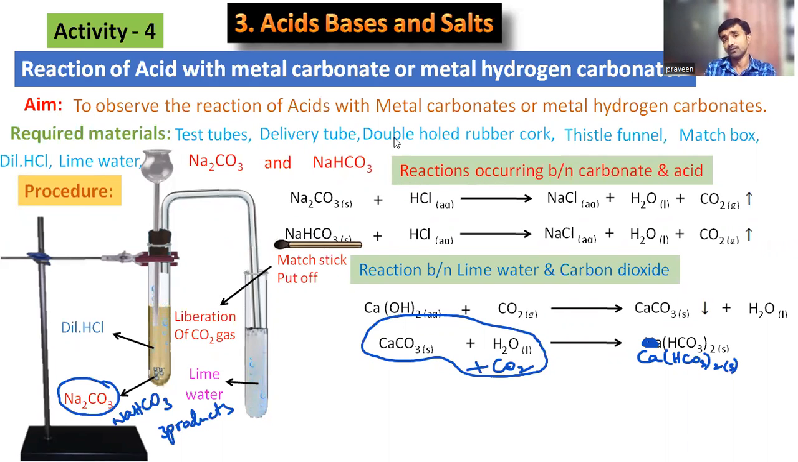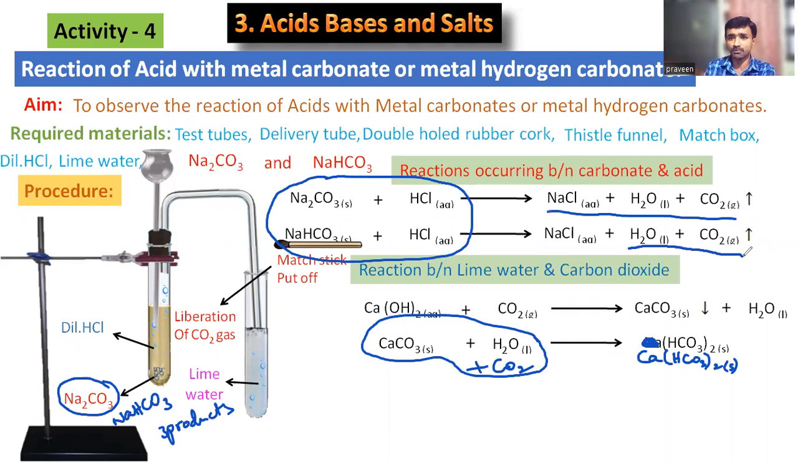Then observe these reactions taking place in the first test tube. Are you able to generalize by looking at the products here? Can anybody look at the products here? What are they producing commonly? Can anybody name them? What did you get? NaCl, H2O, and carbon dioxide. Is there any change or difference in the reaction of acid with the metal carbonate or the reaction of acid with metal hydrogen carbonate? Both are giving the same products. So I am able to generalize this.